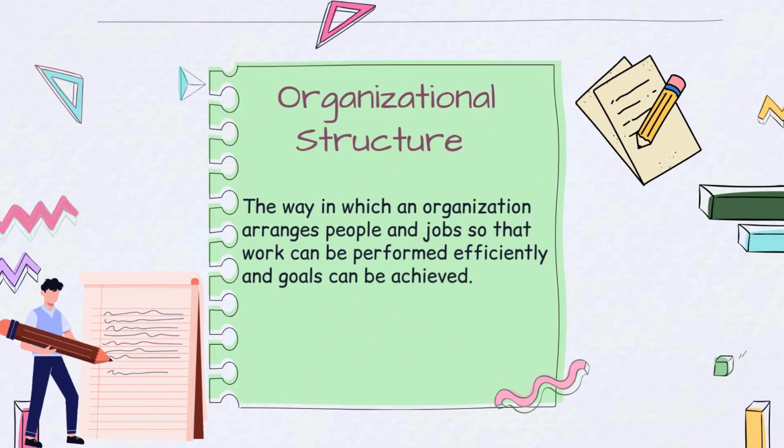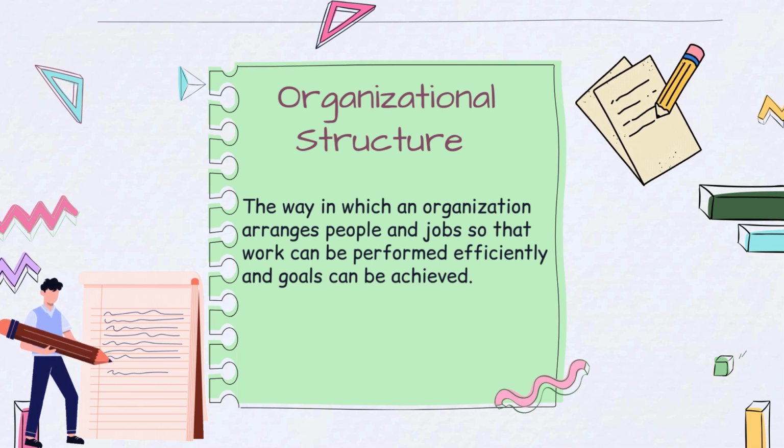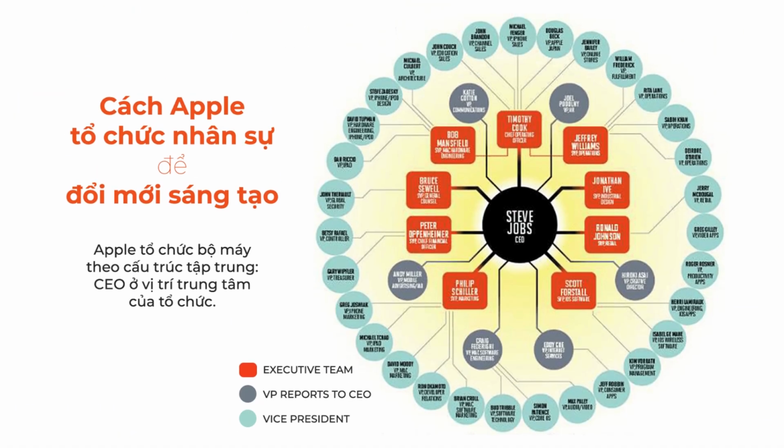Organizational structure is the way in which an organization arranges people in jobs so that work can be performed efficiently and goals can be achieved. To make the definition clear, let me give you an example of organizational structure. Apple follows a centralized structure where major decisions are made by top executives, especially under Steve Jobs' leadership. This ensures strict control over product design and market strategy.